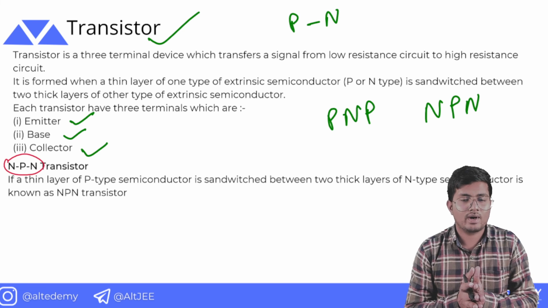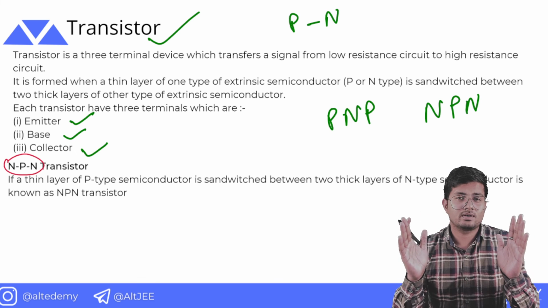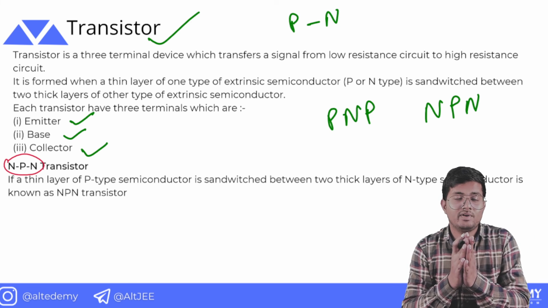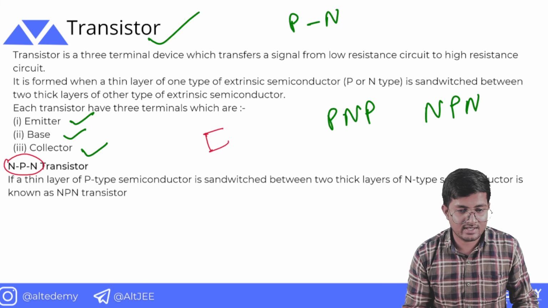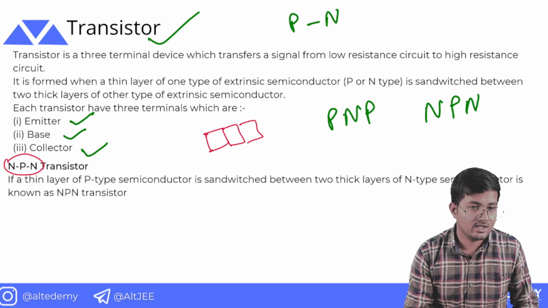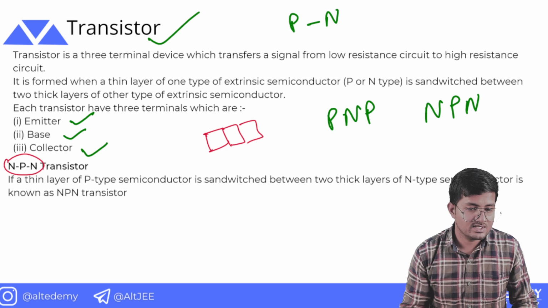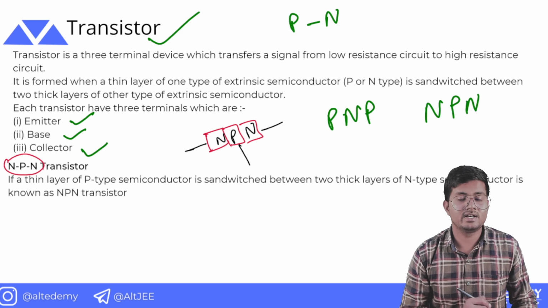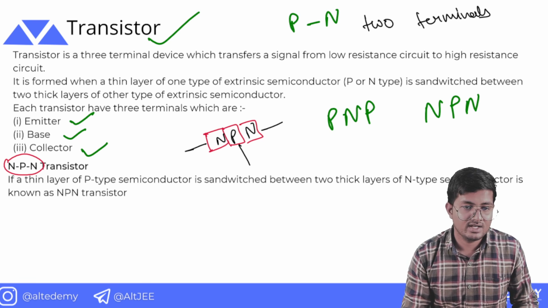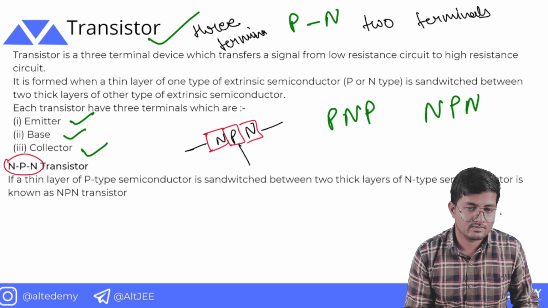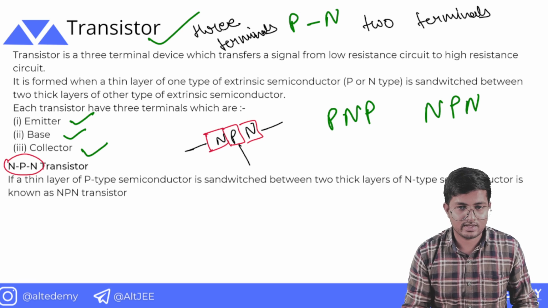So between two P, N will be sandwiched, or between two N, P will be sandwiched. We have to study this, so we will have something like this: this is N, this is P, this is N. This is the arrangement which we have to study, N, P, N, and there will be three terminals. In PN junction we have two terminals, and in transistor we have three terminals. How many terminals? Three terminals. Right? Great.